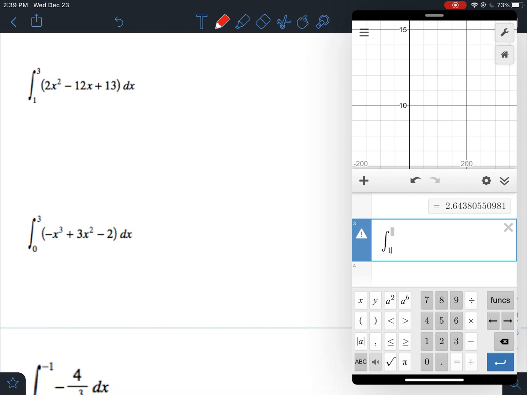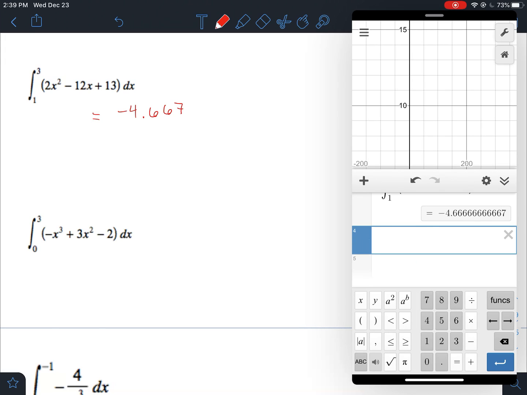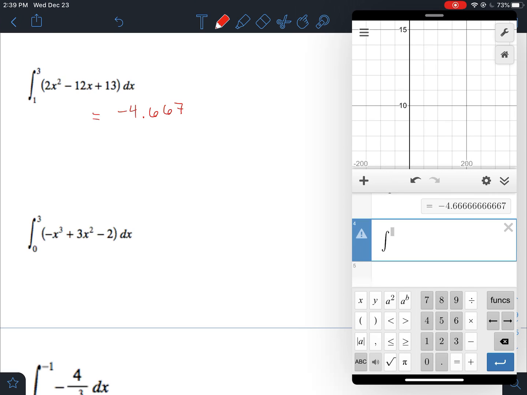All right. So let's go ahead and use Desmos, or you can use your graphing calculators to try the following ones. So we are going to integrate. So function, miscellaneous, the integral sign. We're going to integrate from 1 to 3, and then parentheses, 2x squared minus 12x plus 13, and then comma, and then we're going to do dx. And there we go. So this definite integral is negative 4.667, or negative 4 2/3.